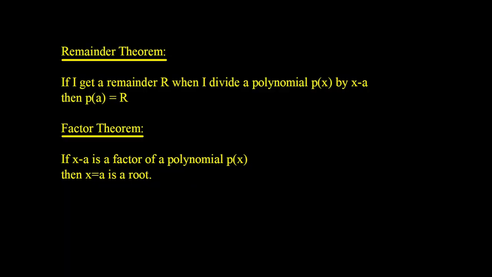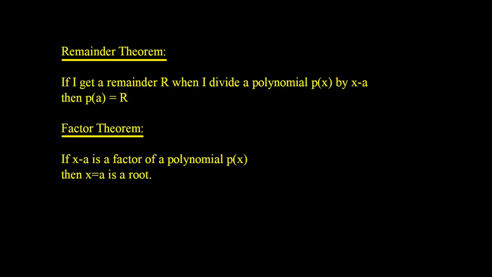The remainder theorem states that if I get a remainder r when I divide a polynomial by x minus a, then if I substitute a into the polynomial, I will get remainder r. Okay, so let's just think about that a little bit more carefully. Imagine I've got a polynomial here, and I do polynomial division where I divide it by x minus a. In the end, I get a remainder r. Well, if that's the case, then we know that if I was to take a and substitute it into the polynomial, I will get the same value as the remainder. I will get r.